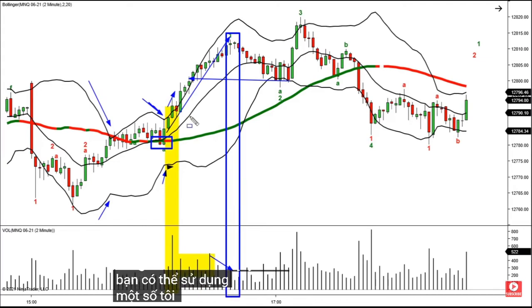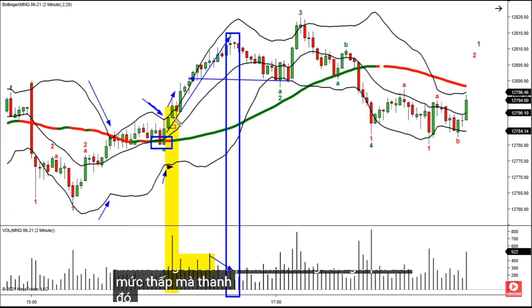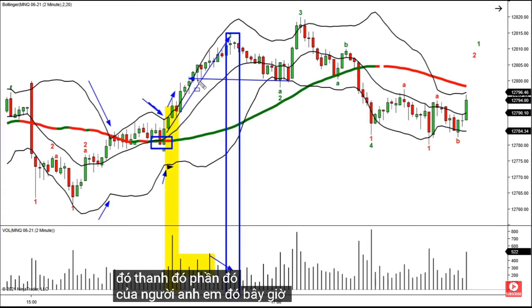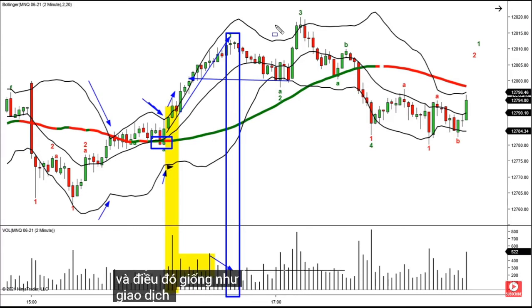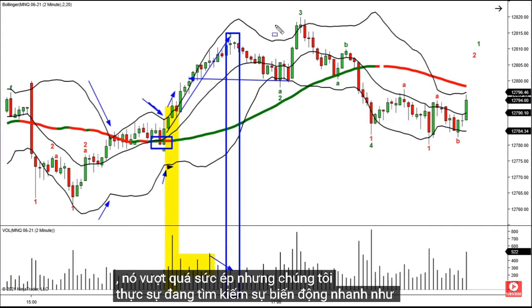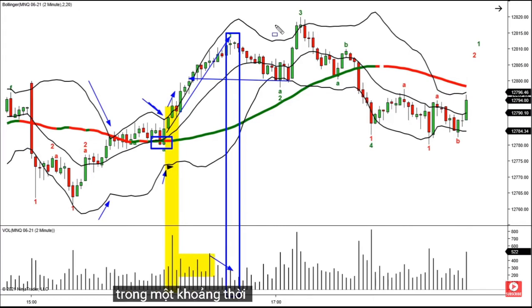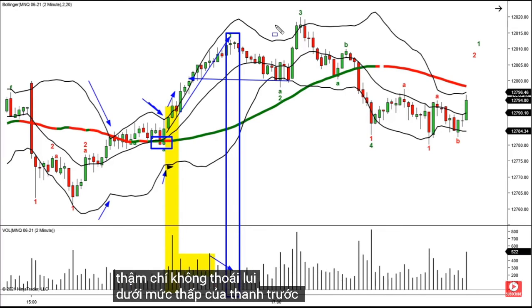And again, with these, when they're very aggressive like this, I think you could actually use a 1-bar trailing stop. It never breaks the low of that bar, that bar, that bar, there. Now, it doesn't break the low of any of these bars. So my gosh, that is your optimal Bollinger Band expansion trade. It's out of a squeeze, but we're really looking for such volatility, such a big, fast move in a short period of time that we don't even retrace below the low of the previous bar.